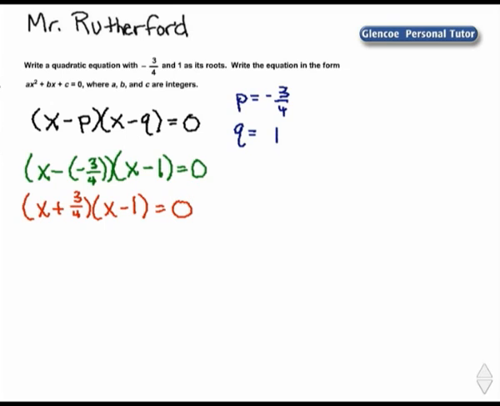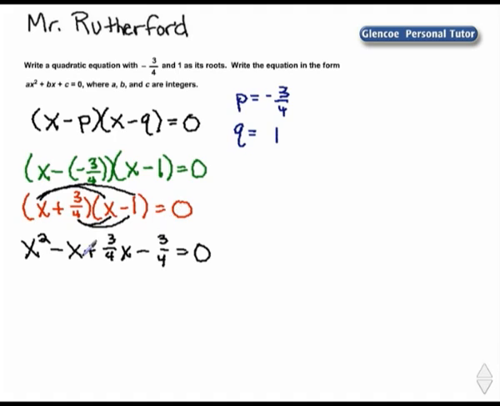I'll begin by first multiplying the x times x on the right and times -1. So I'm distributing the x. So x times x is x squared, and x times -1 is -x. Then we have 3/4 times x and 3/4 times -1. So we'll have plus 3/4 x minus 3/4, and this equals 0.